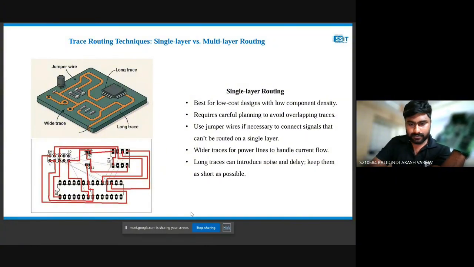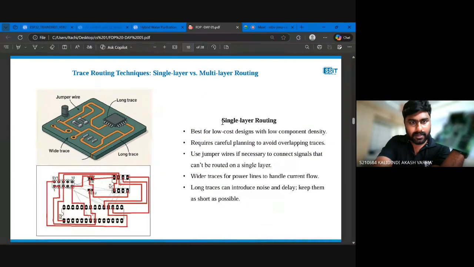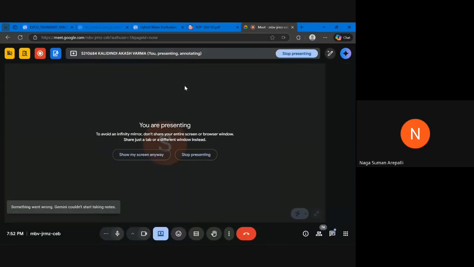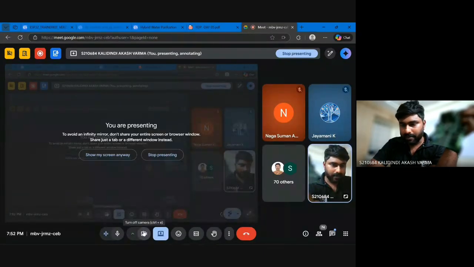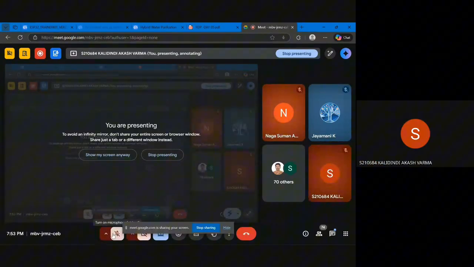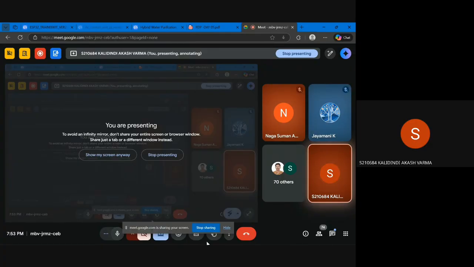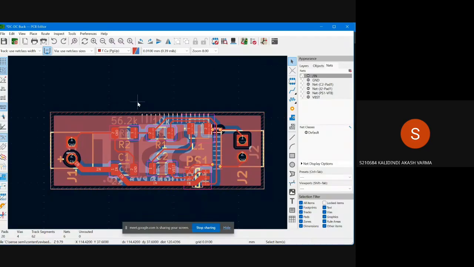Shall we? Just give me a second. Am I audible? Yes, sir. Yes, yes. Thank you for the update. Just give me a second. Let me turn off my camera. So let me explain about single layer. Is my screen visible?